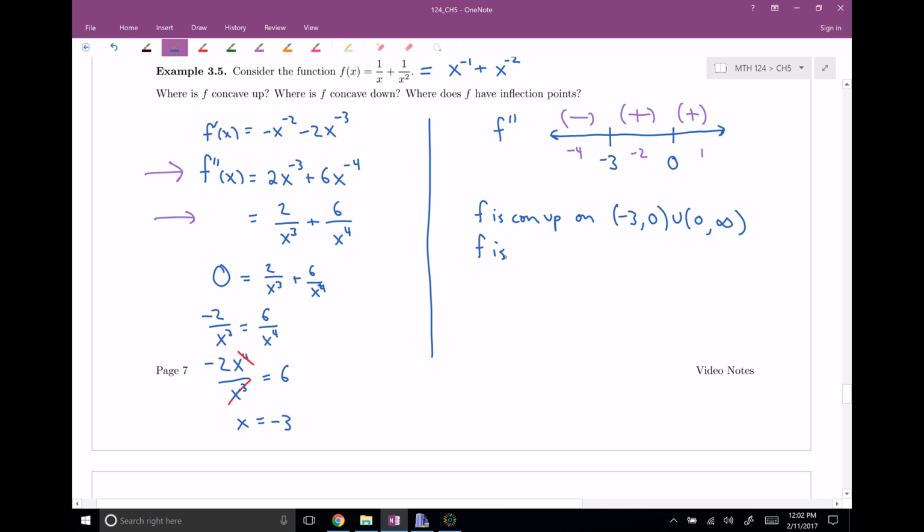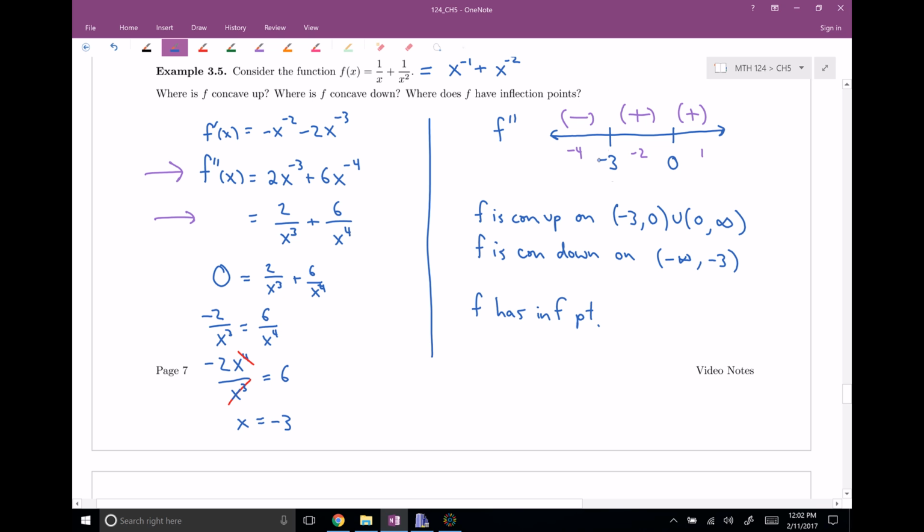f is concave down anywhere less than negative 3. So from negative infinity all the way up to negative 3. That's where it's less than 0. Okay, inflection points. Where does f have an inflection point? Remember, this is anywhere that we change concavity. So it needs to be in the domain of the function, and it needs to change concavity.